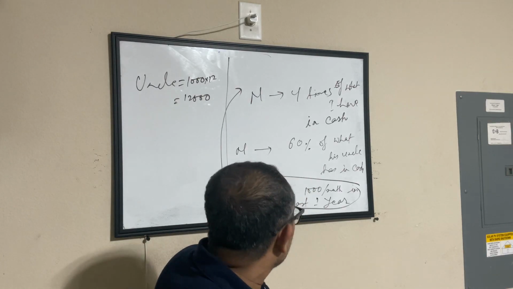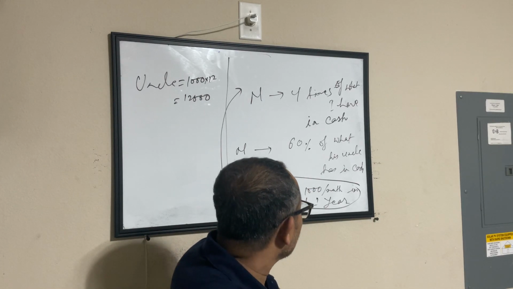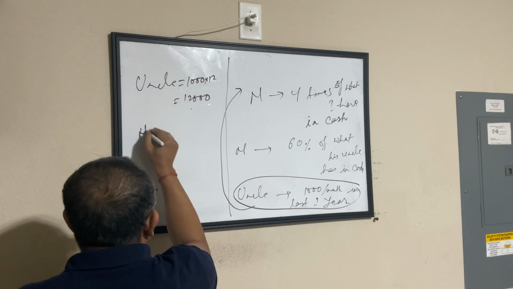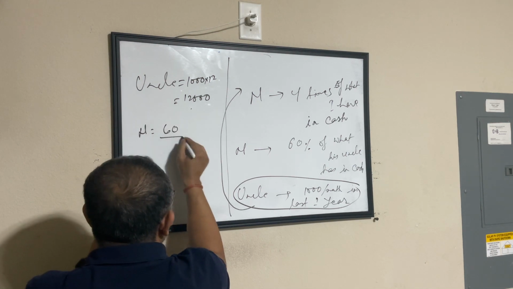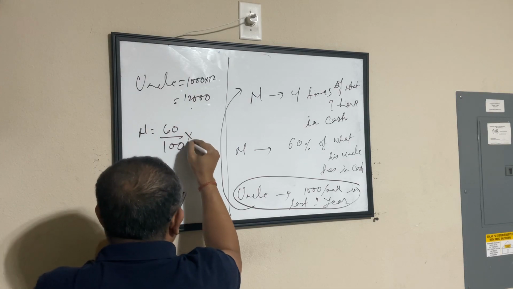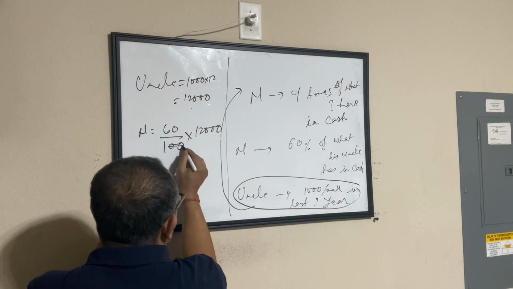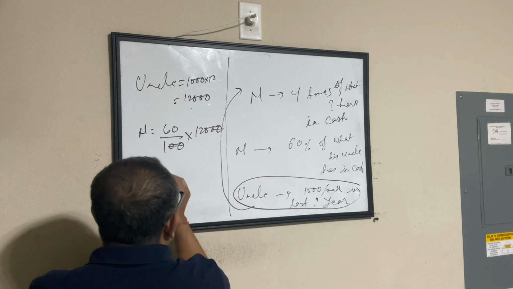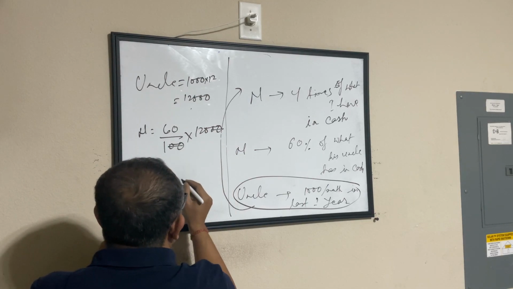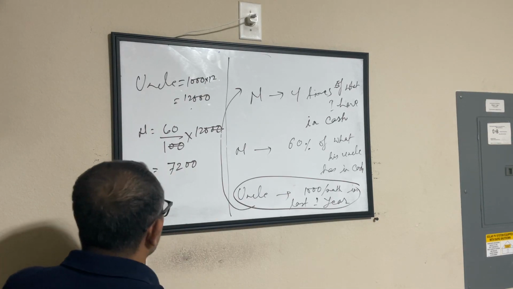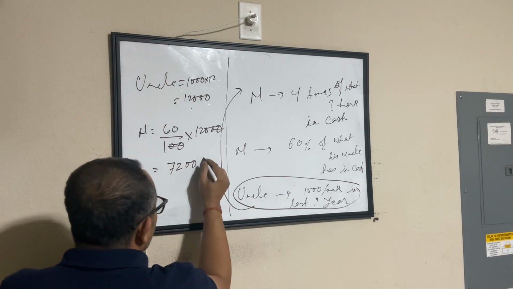Now my neighbor has 60% of what his uncle has. So whatever uncle has, neighbor has 60% of that. 60% of uncle's net cash. 2 zeros at the end, 2 zeros at the end. Done. So 60 into 120. 12 6s are 72, and then 2 zeros, 7,200. So my neighbor has $7,200.